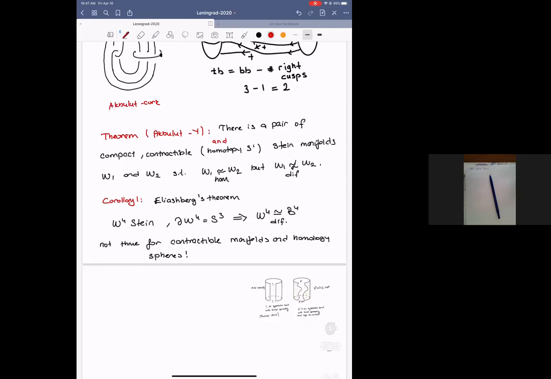Or maybe I should mention here that the other one, the contractible compact pairs, exotic Stein pairs, were also constructed by Haydn. Maybe I should just write here: Thomas Mark and Lisa Piccirillo.